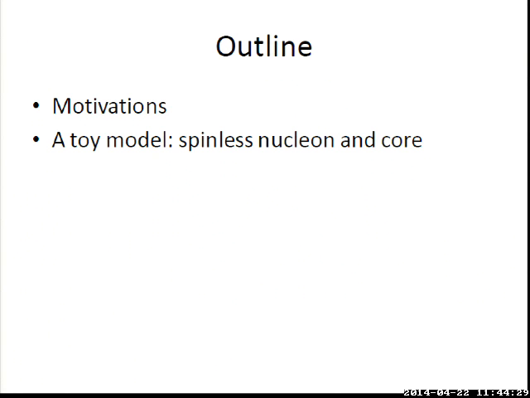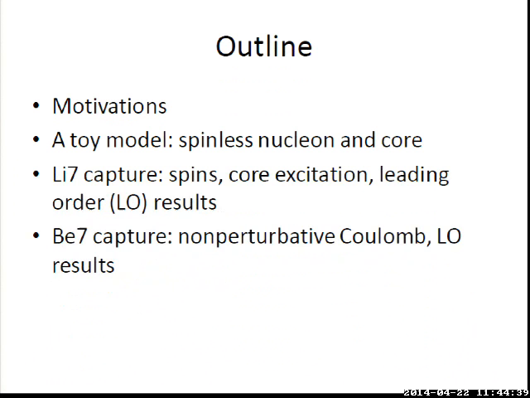So as I mentioned, you have a core, you have a nucleon. In the toy model, I will forget about the spins of these two particles. Then I will talk about the two real physical processes. For the lithium 7 capture, I need to add extra complexities due to the spins of core and nucleon, and you have a low energy core excitation for the lithium 7. So I will show the leading order results. For the beryllium 7 capture, the extra complexity is due to the strong Coulomb interaction between core and the proton, and I also show the leading order results. I will close the talk with the next-to-leading order discussion.